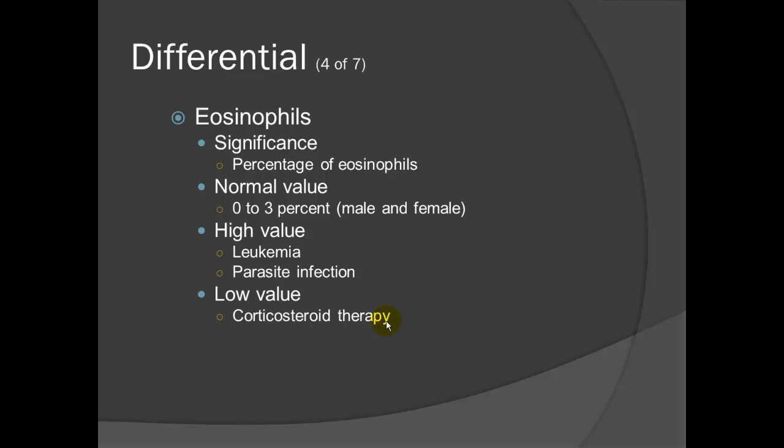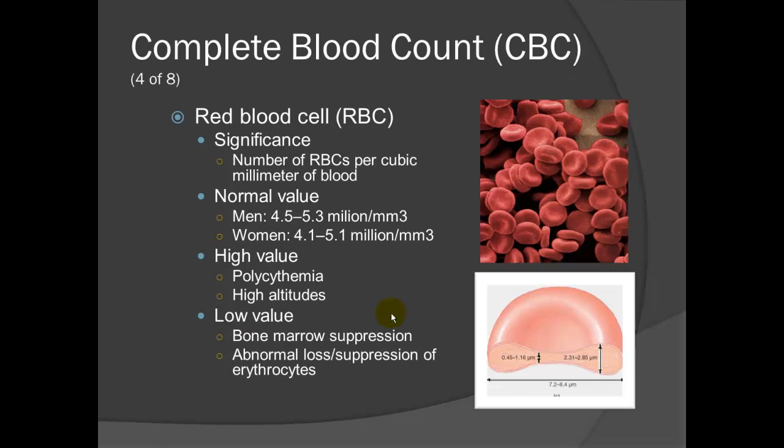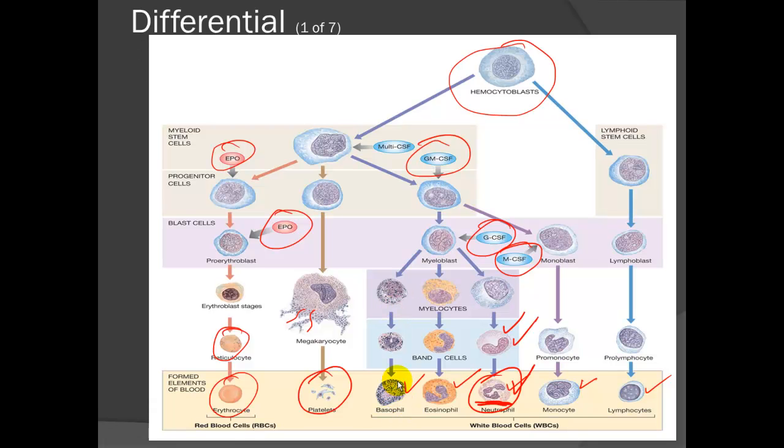Eosinophils, percentage of eosinophils that are seen. And if we go back and take a look, each one of these stains a little differently. Oh, hold on, sorry, I overshot. Basophils are blue, eosinophils are red. These are all white blood cells.